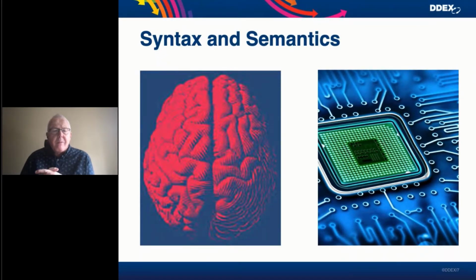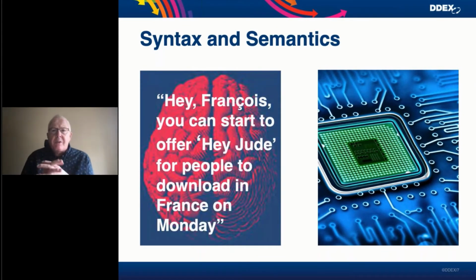There are, despite what science fiction might say, significant differences between human beings and computers. So with a set of instructions like these, hey Francois, you can start to offer Hey Jude for people to download in France on Monday. Human beings can understand that because they are able to think of the words in a context and therefore be able to take action associated with those set of instructions.